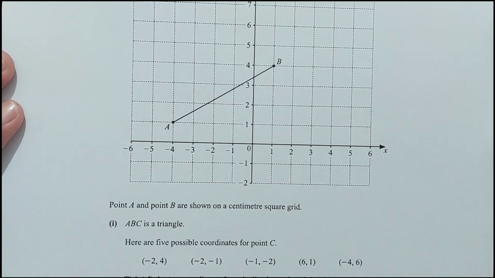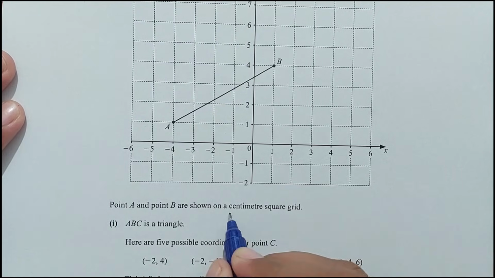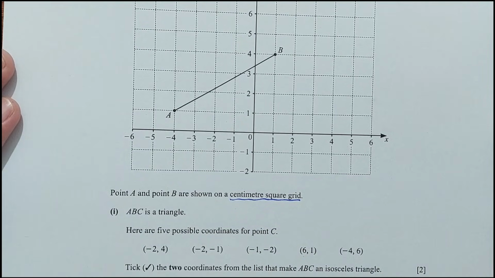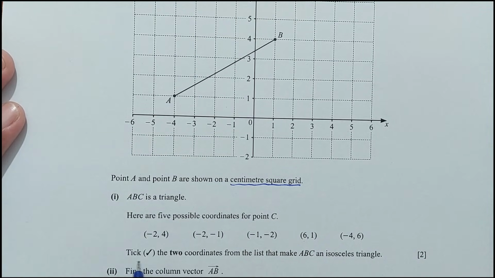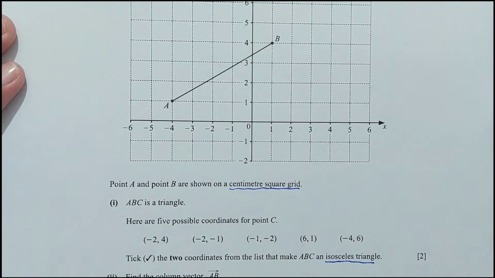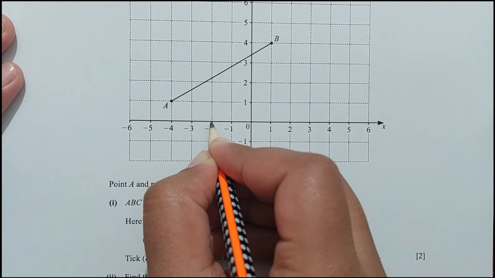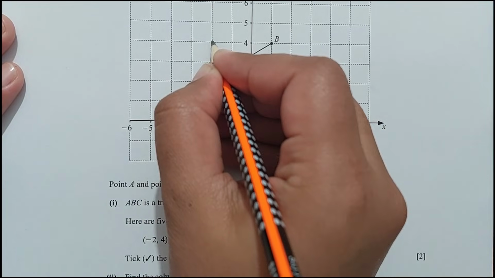Point A and point B are shown on a centimeter square grid, right? Number 1, ABC is a triangle. Here are 5 possible coordinates for point C, right? Take the 2 coordinates from the list that makes triangle ABC an isosceles triangle. Isosceles triangle is a triangle when 2 sides or 2 angles are the same, right? Okay, let's see, the coordinate is minus 2 and 4, right? Minus 2, 4. X is negative 2 and y is 4 over here.